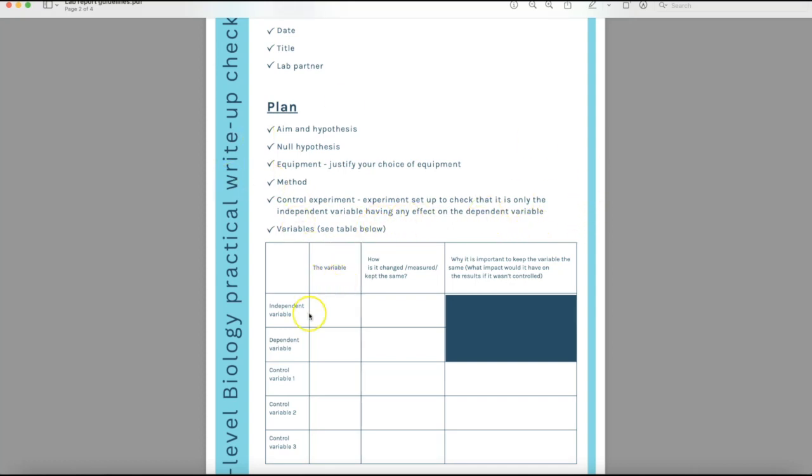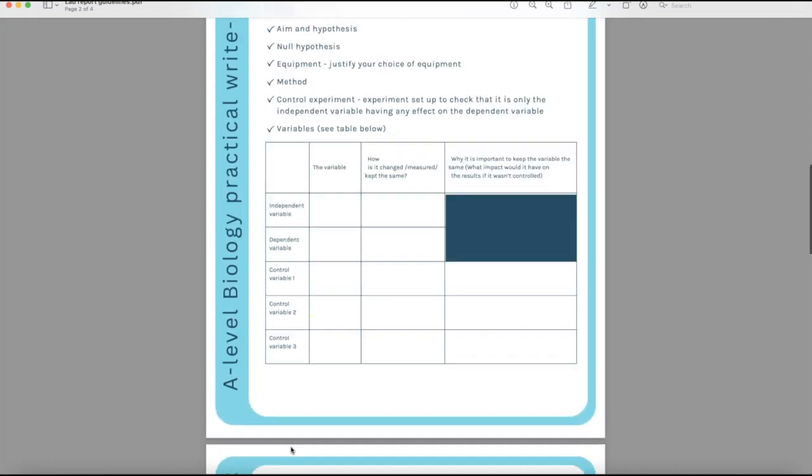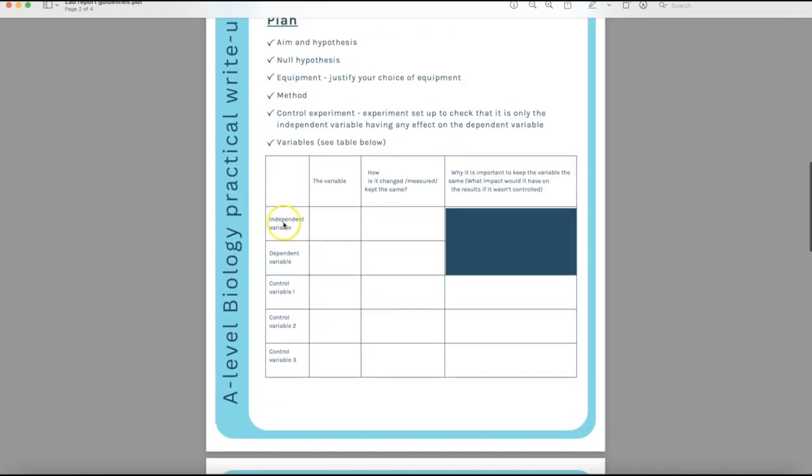And that takes us into variables that you should include within your plan. So you should be stating what the independent and dependent variable are, how it's going to be changed, or how it's going to be measured in the case of the dependent variable. And then control variables, you might be asked to give 1, 2, or 3.